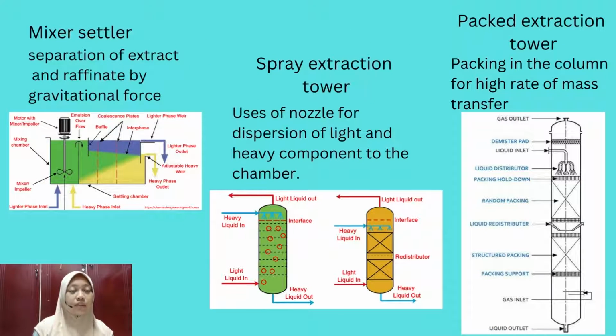These are a few examples of unit operations involved in the LLE process. Firstly is the mixer settler. A mixture will be separated into extract and raffinate by gravitational force in this mixer settler. Next is the spray extraction tower. There is a nozzle that will disperse the light and heavy phase into the chamber. And the third unit operation is the packed extraction tower. Packing is included in this tower to increase mass transfer rates for a better separation process between extract and raffinate.